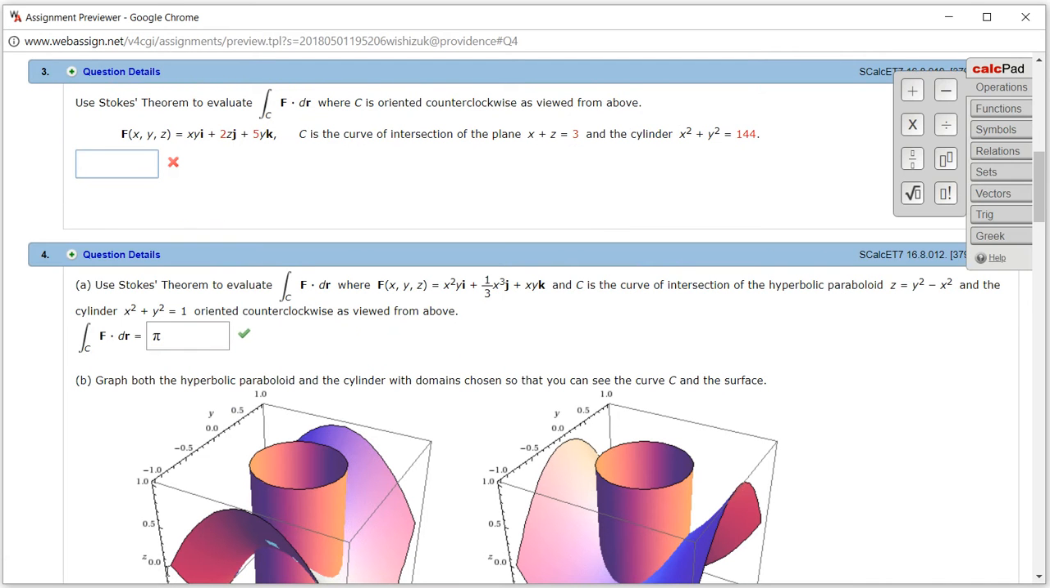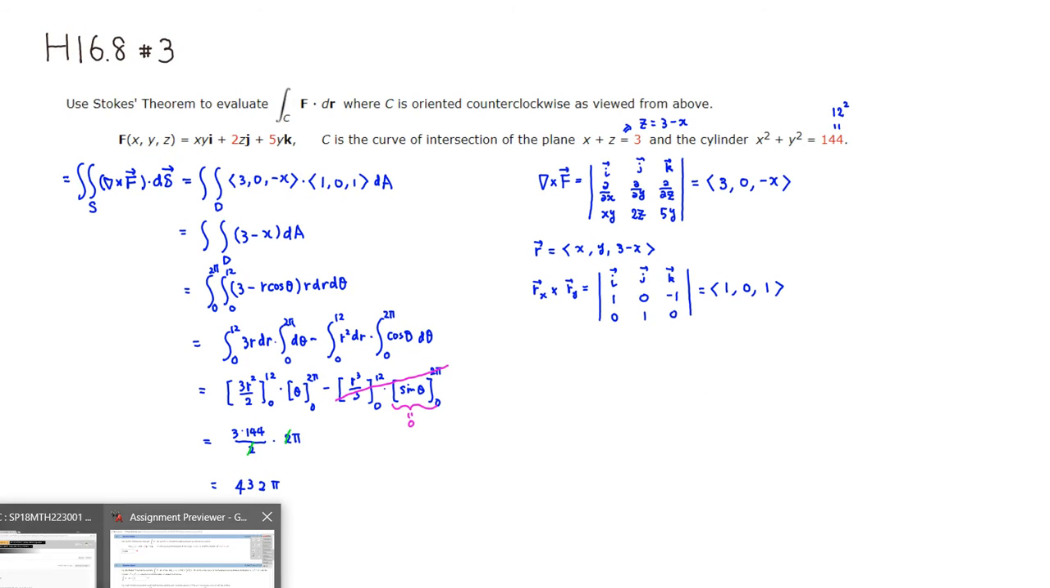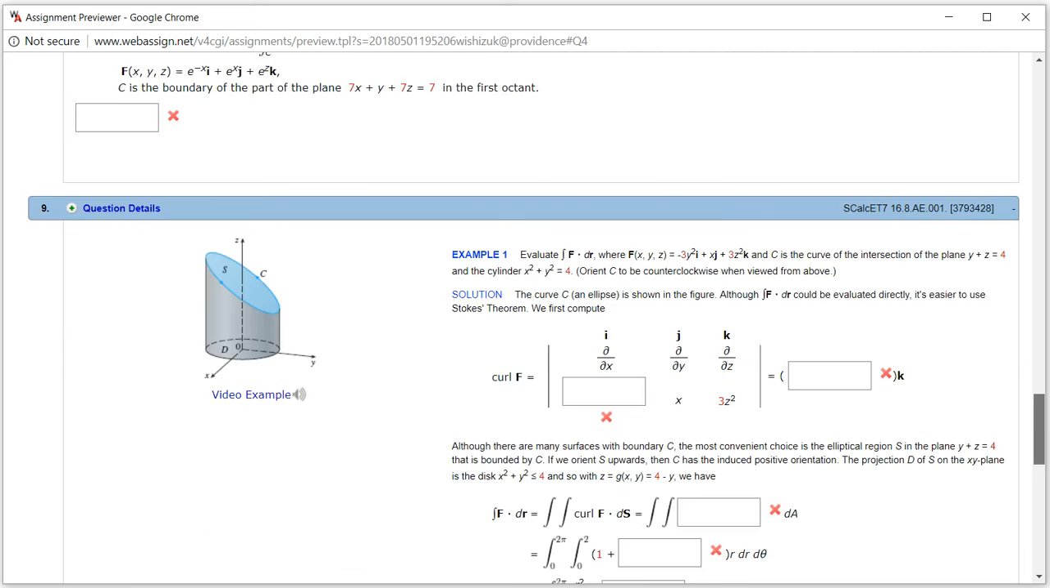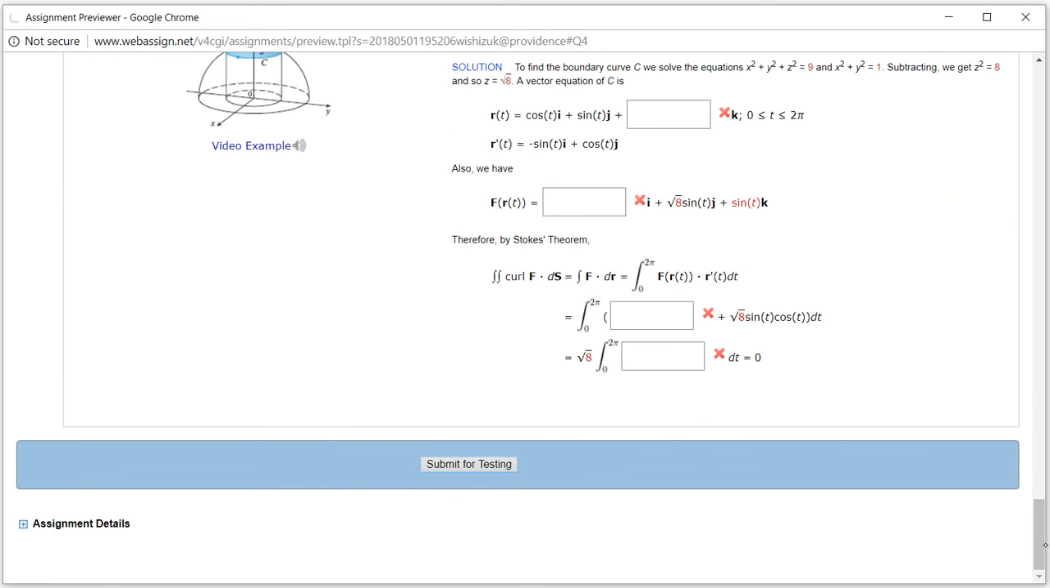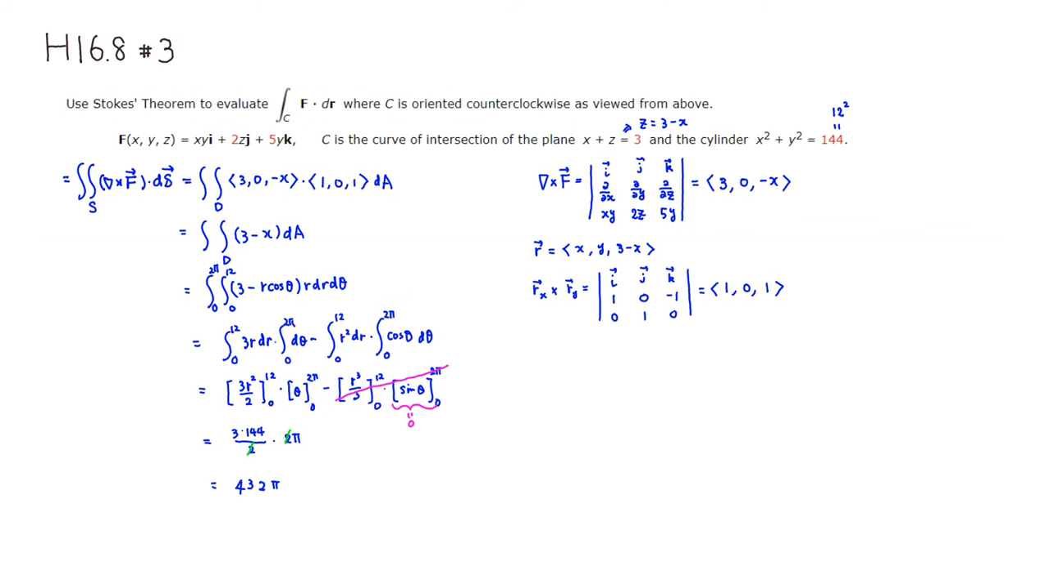So let's check the answer. I got 432 pi. Submit for testing. All right, I came back and it looks like we got this one correct. That's it. I hope that this was clear.